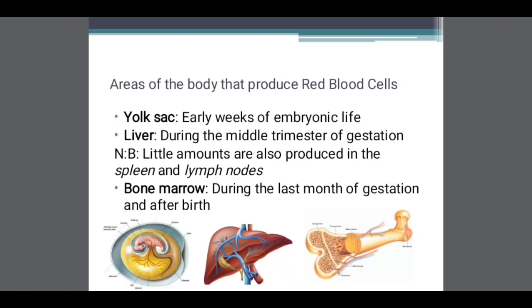The bone marrow continues to produce red blood cells to the age of 25, then the long bones take over. The bone marrow of long bones continues from that age. So the red blood cells are produced in these three primary areas till birth: yolk sac in the early weeks of embryonic life, liver during the middle trimester of gestation, and the bone marrow during the last month of gestation and after birth.